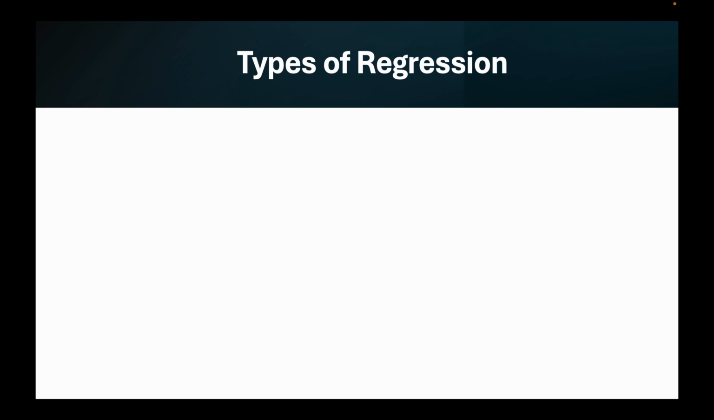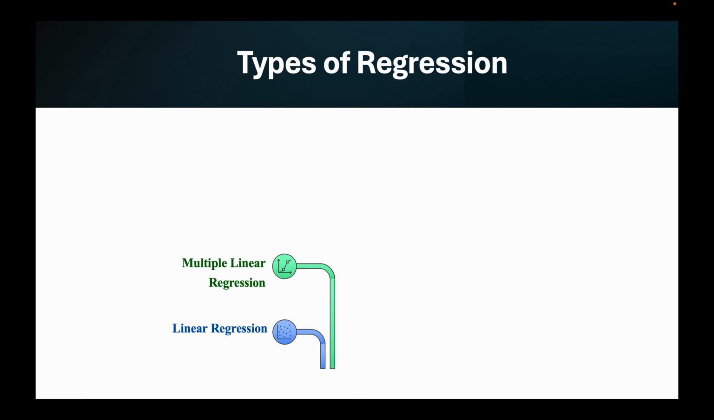Types of regression. Now let's talk about the types of regression. The first is linear regression. It assumes a linear relationship between dependent and independent variables. The example is like predicting height from age, weight from age, and so on. The next is multiple linear regression. This is the same as linear regression but with multiple input variables. The example is like predicting the price of a house based on multiple features like location, room size, and so on.